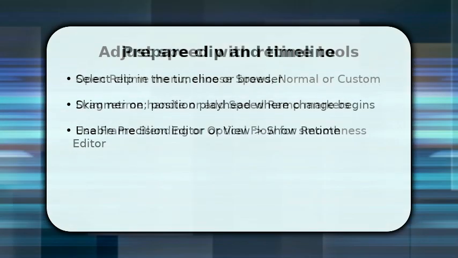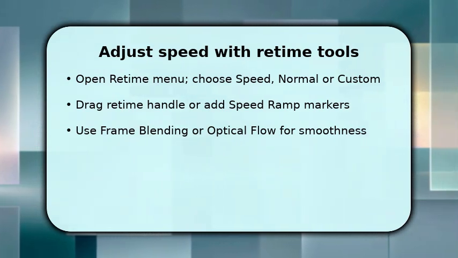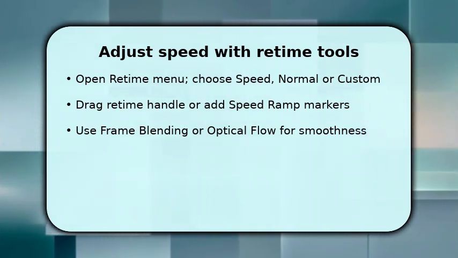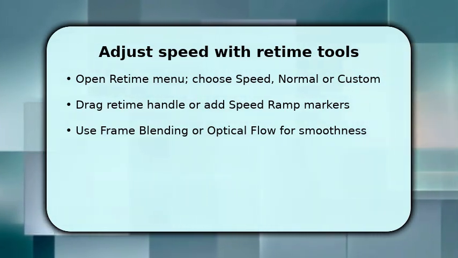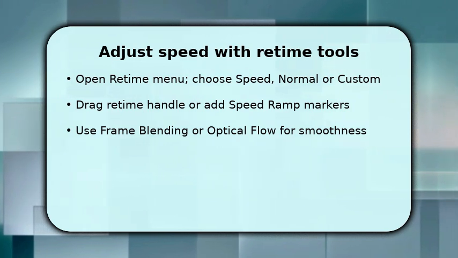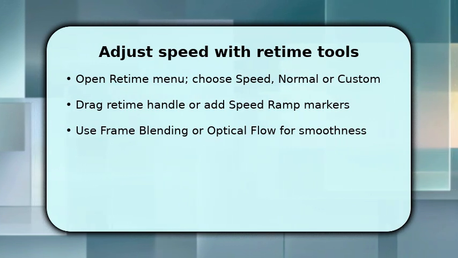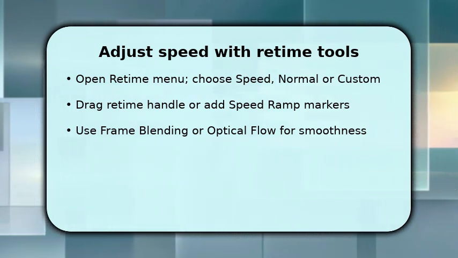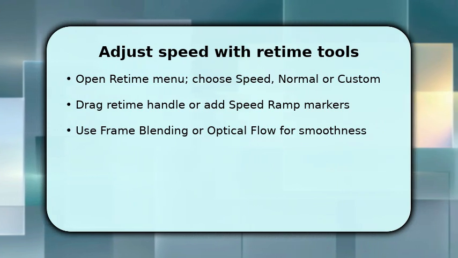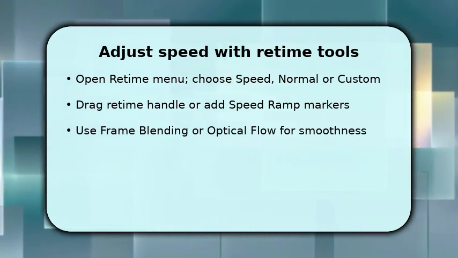You'll now change the rate. Open the retime menu and pick a preset speed or choose custom to type an exact %, because presets are fast while custom gives control. Once done, drag the retime handle on the clip edge to stretch or compress duration, or add a speed ramp marker to create a gradual change. This is how you preserve timing.